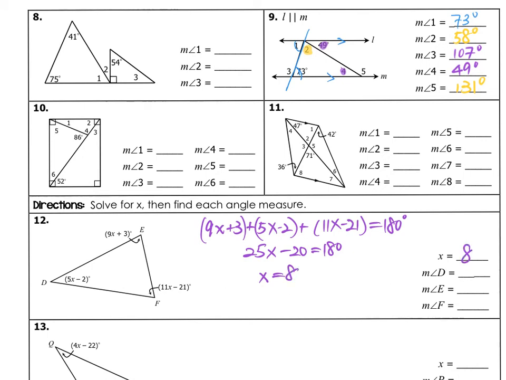So once I find out x equals 8, I simply plug it back into this and solve for my angles. Angle D should be 38 degrees. Angle E, the measure should be 75, I think. And then the last one is 67 degrees.